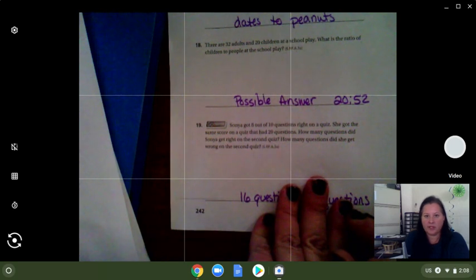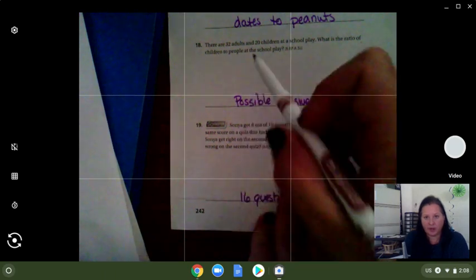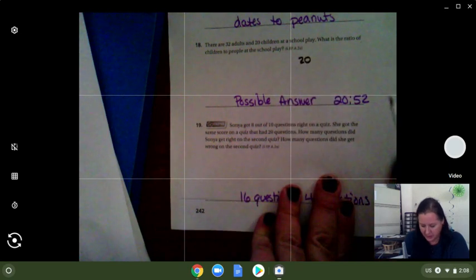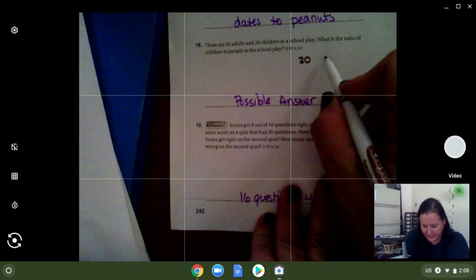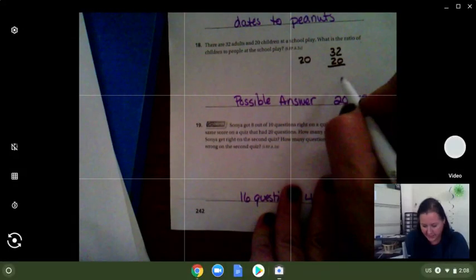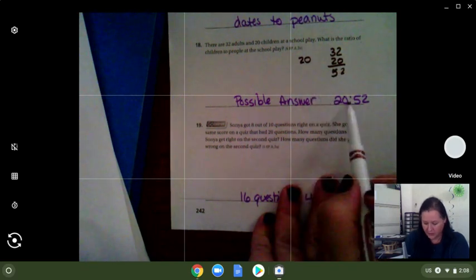There are 32 adults and 20 children at a school play. What's the ratio of children to people at the school play? So adults to children. Children, there's 20. Adults, there's 32, but it's asking for total people. So we have to do 32 plus the 20 kids. We're adding them all together. We're going to get 52, so it would be 20 to 52.